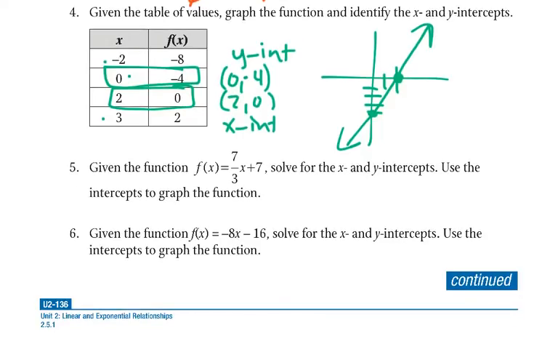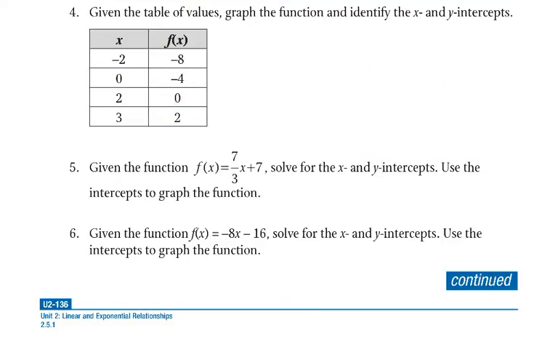Now, 5 and 6, it wants us to actually solve for the x and y-intercepts and then use that to graph. So instead of just using this y-intercept and this slope, they want us to think of it like this table, and realizing that if f of x is 0, that gives us our x-intercept. If x is 0, that gives us our y-intercept. And so they want us to do that in order to solve. So the way we do that is we take our function for the x-intercept. Okay, f of x has to be equal to 0.